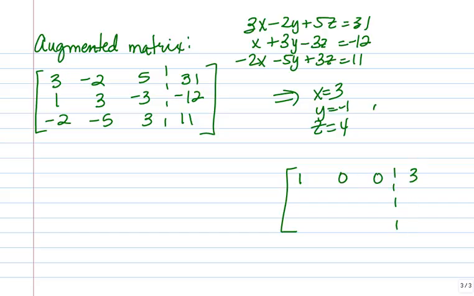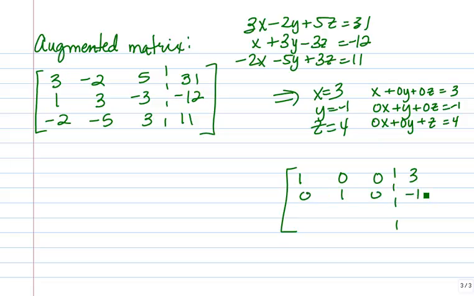Y equals negative 1 is really 0x plus y plus 0z is equal to negative 1. And for z equal 4, that's the same thing as 0x plus 0y plus z is equal to 4. And so understand where the variable has been eliminated, it really has a coefficient of 0, right? And so that augmented matrix is 1, 0, 0, 3, 0, 1, 0, negative 1, 0, 0, 1, 4.